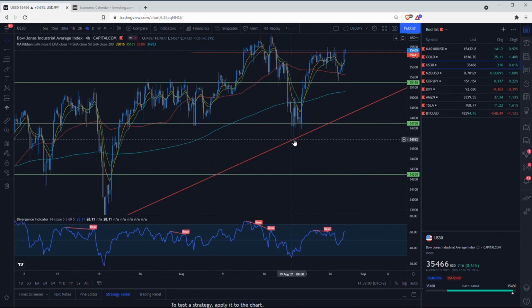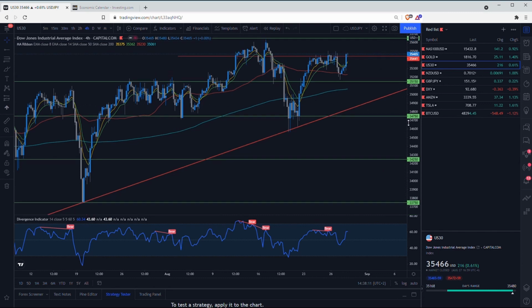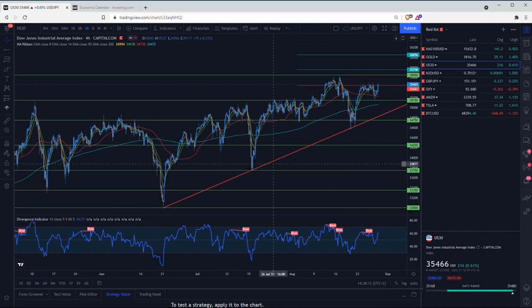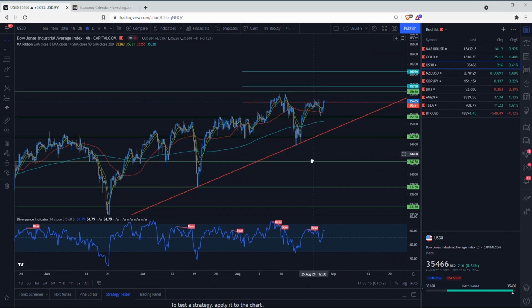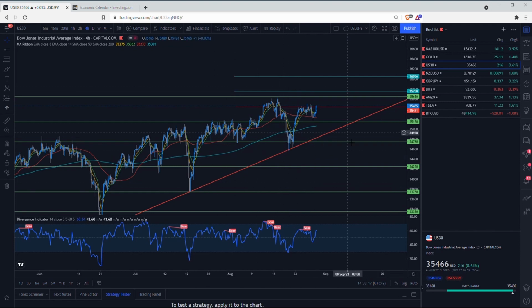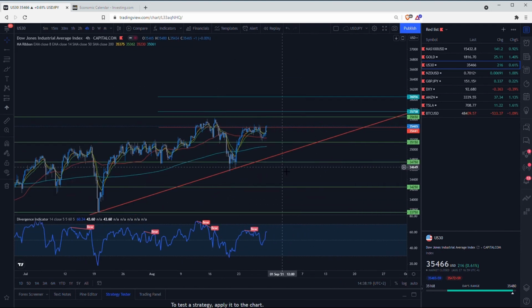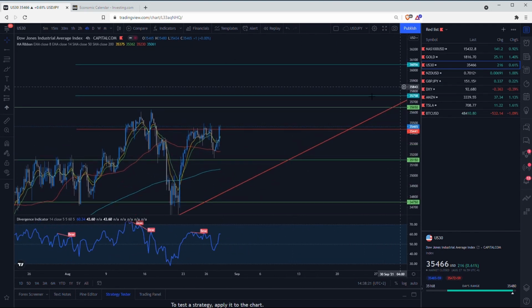Now, however, we see the action has started. Let me just zoom out for you guys here. As you can see, 1, 2, 3 touches of my trend line, validating the upward trend, right? Now, here's where the tricky bit comes in.